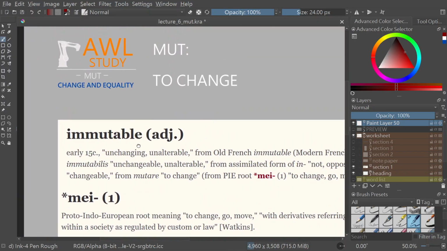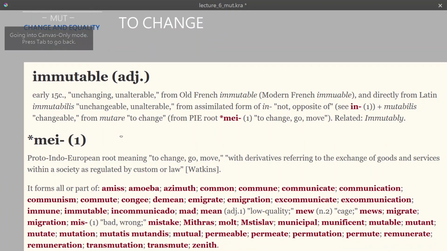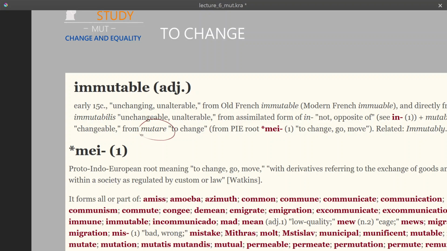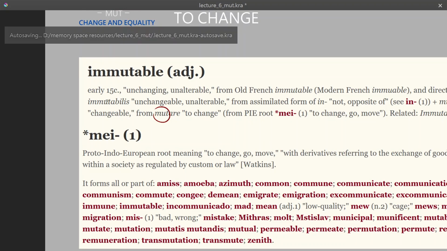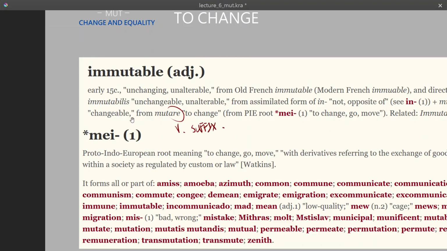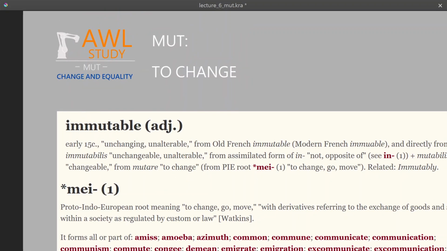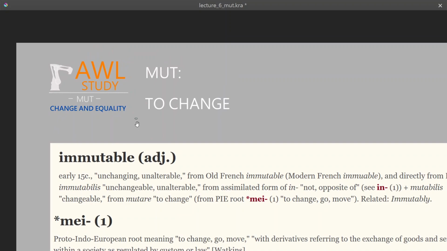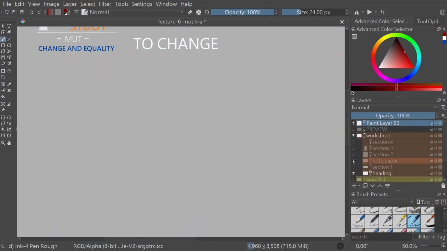Before we study words, let's begin with the exploration of the root itself. We have the Latin word mutare here. The first component is mut, a root, and the second component is are, which is a verb suffix. So mut is a root meaning to change. We have the building block mut meaning to change. Now, let's begin to study words.